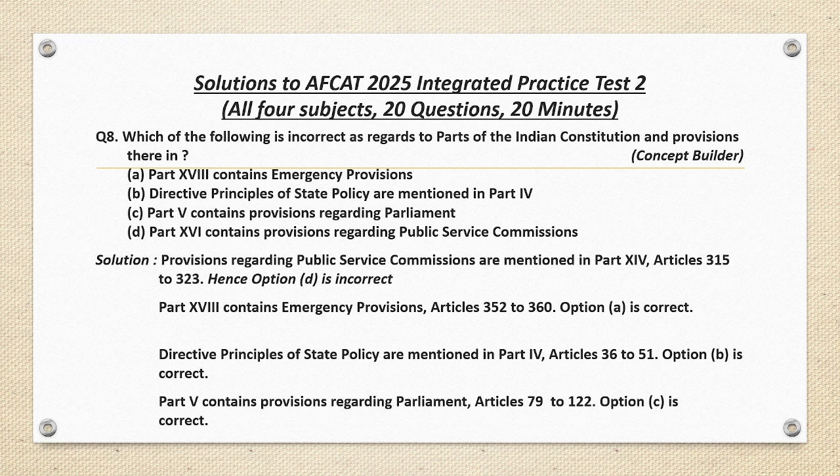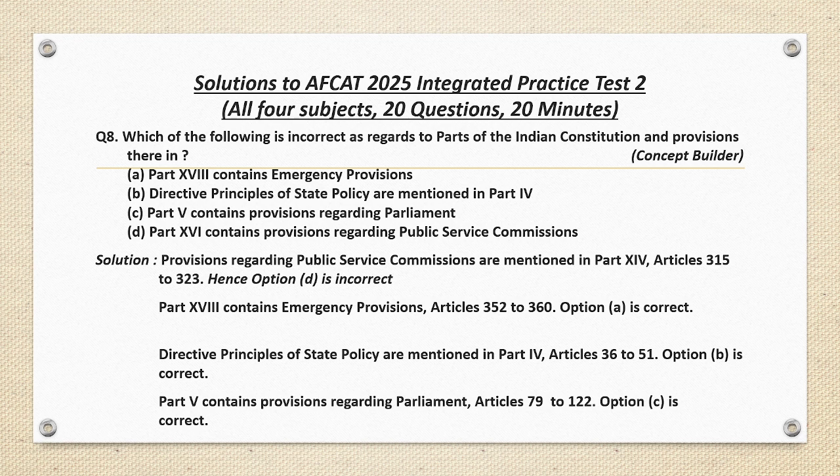Right. Let us see option A. Part 18 contains emergency provisions, right? Articles 350 to 360, right? Emergencies are of three types: financial emergency, national emergency, and constitutional emergency, right? We are going to discuss these three also further in detail in our next lectures, right? So option A is correct, no problem. That is not the correct answer for us.